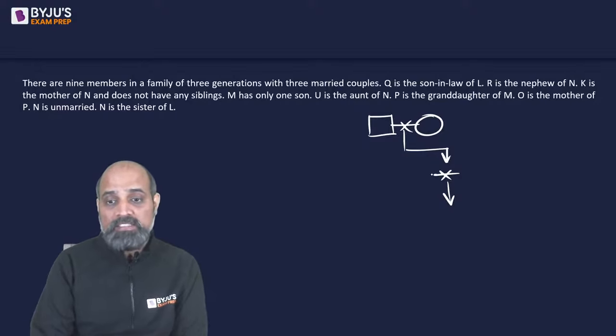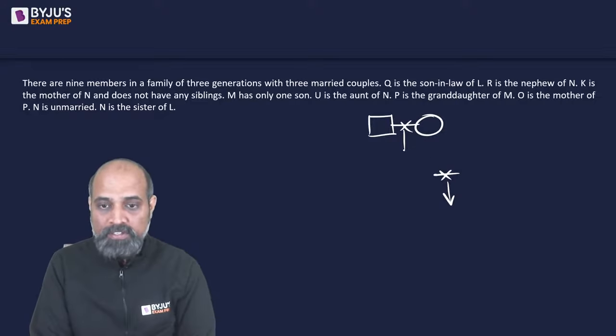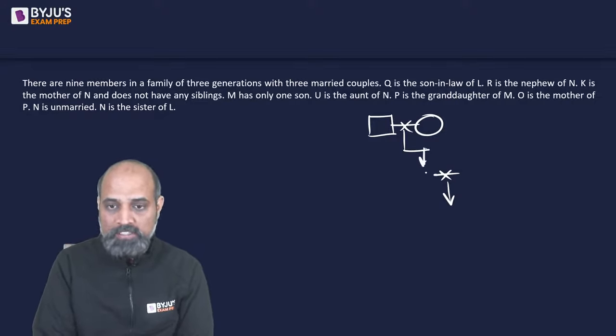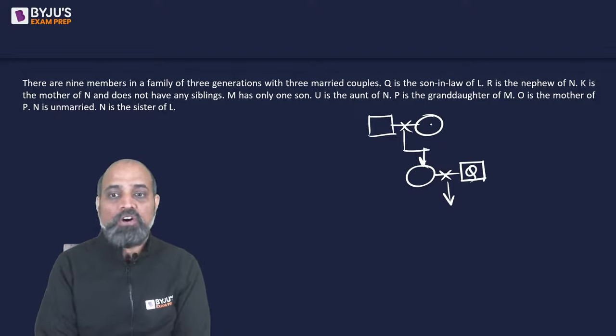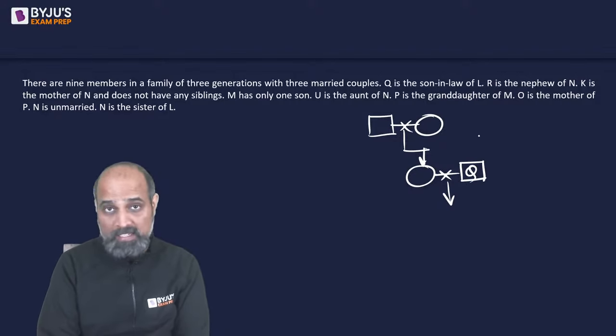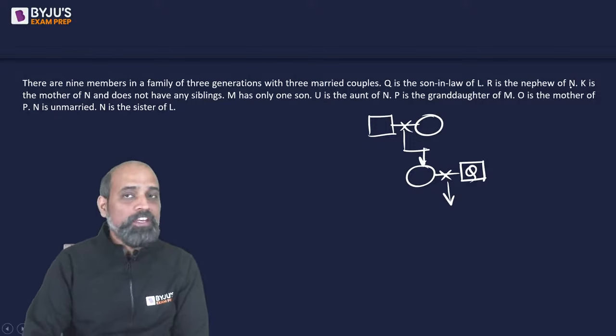Q is the son-in-law of L. So that means the first couple definitely have a daughter, so that Q becomes the son-in-law of L. So we don't know who L is here, right? R is the nephew of N. No idea.